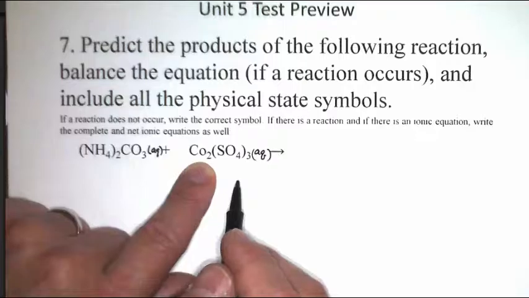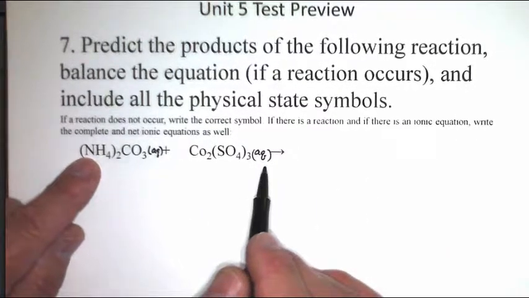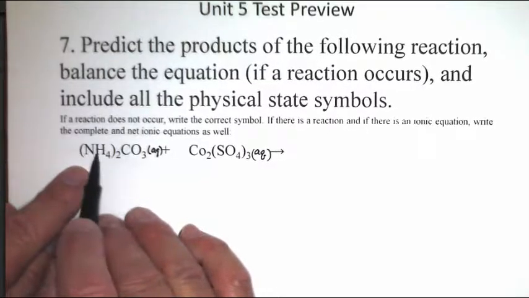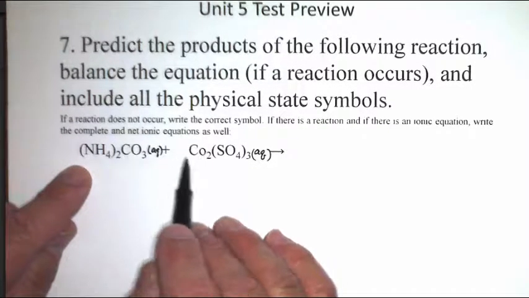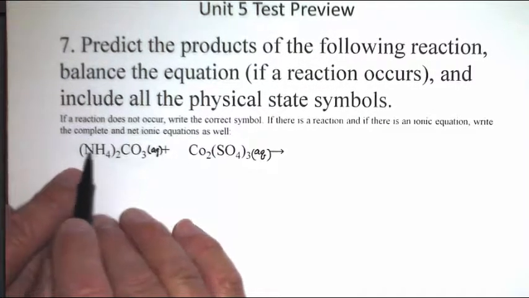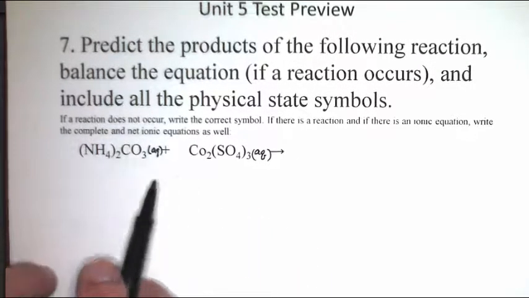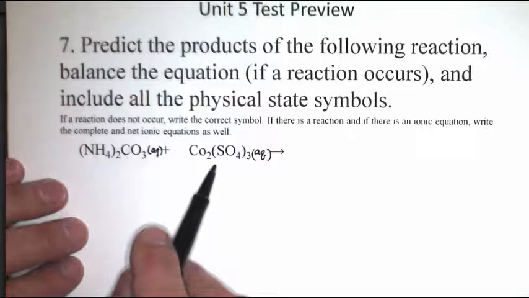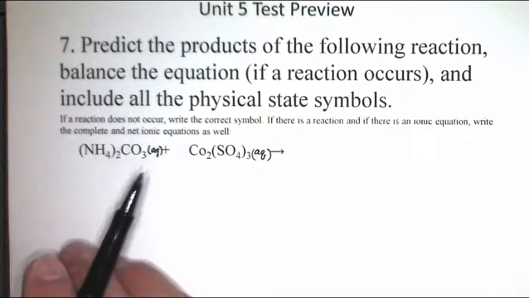Since we're on this problem, let's go ahead and predict the products now. Ammonium is the A part of this, carbonate's the B part of this. Cobalt's the A part of this, sulfate's the B part. Polyatomic ions like ammonium, carbonate, and sulfate tend to stay together in double replacement reactions. Tend to. There are exceptions, but for us in this class, we can always predict they're going to stay together.